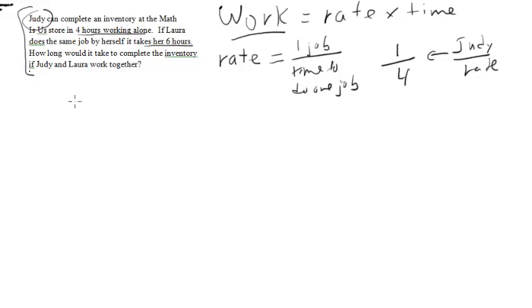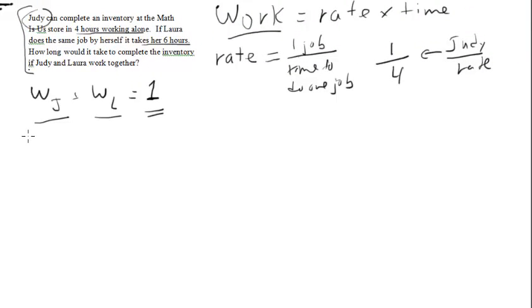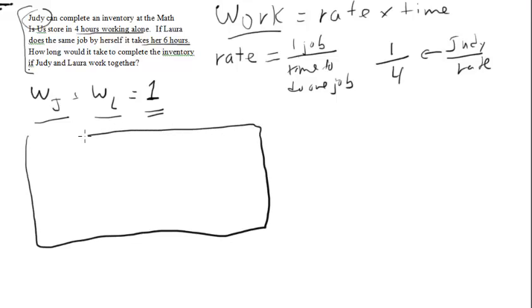So to do these problems, we know that we're going to have the work for Judy plus the work done by Laura is going to be all the work done in this job. And you see that the job is one complete inventory, so it's going to be one job. It's always going to be the number of jobs. So the work for Judy plus the work for Laura equals the total work done, which is one job. Now here it actually makes it a little more sense to make a chart to hold our information before we move on to our actual equation.